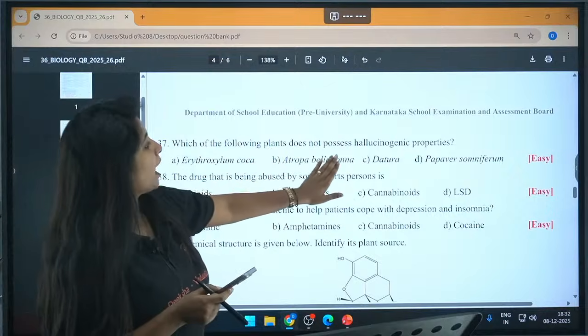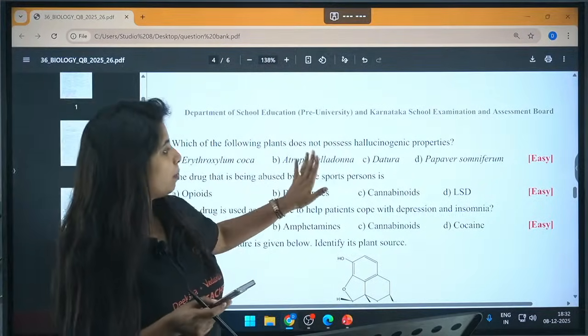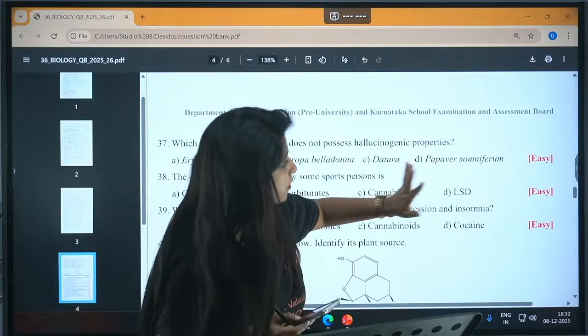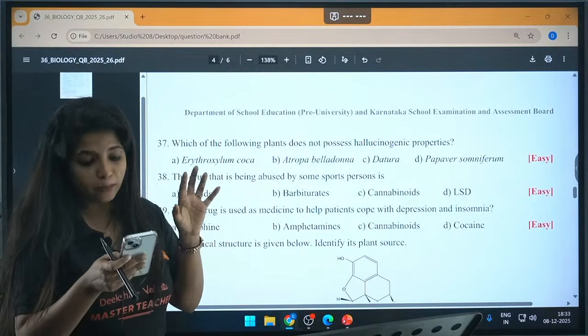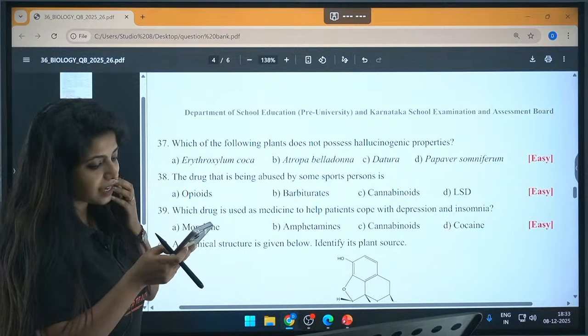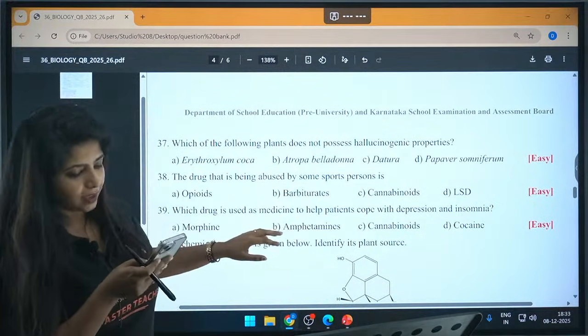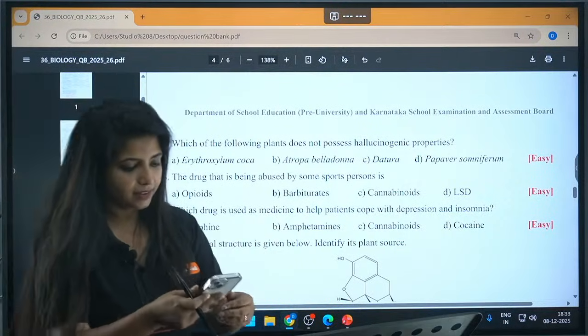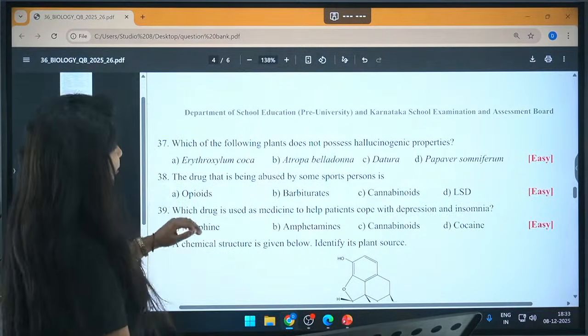Which of the following plants does not possess hallucinogenic properties? Erythroxylum coca, Atropa belladonna, Datura, Papaver somniferum. Which of them does not possess hallucinogenic properties? Puttaraju Karthik says 37D. Sagar also says it is D. Okay. What about others? Nagaraj also says D. Okay.